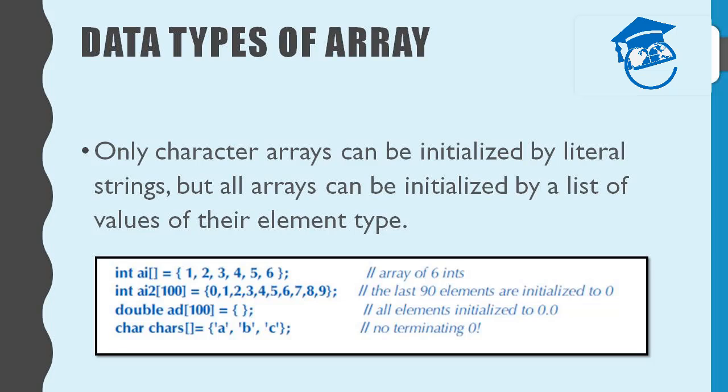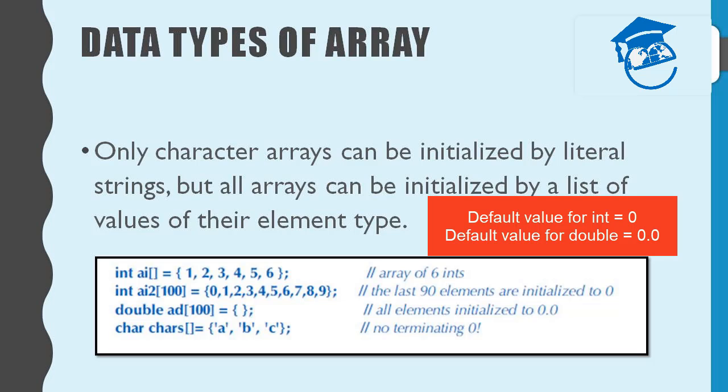Okay, now I'll mention again the rules that we have learned so far about declaring and initializing arrays. If an array isn't given a size, the size is deduced from the initializer list, as in here the first code line and the fourth code line. Both of them haven't got any value inside the square brackets, but with the initializer list we can say the number of elements of AI is 6 and the number of elements for char is 3. If there are fewer initializer values than array elements, as in the definitions of AI2 and AD, the remaining elements are initialized by the element type's default value. So for the ints it is 0 and for the double it is 0.0.